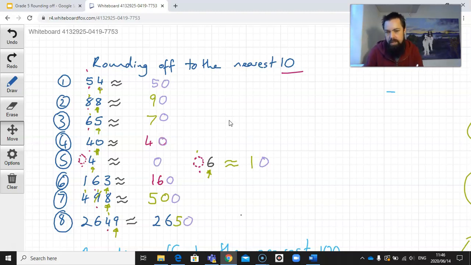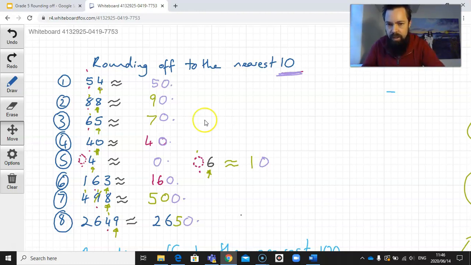Okay, so as I mentioned in the slides at the beginning, what you'll notice is when it rounds off to the nearest 10, the last digit, or everything after the 10's column, will be a 0. And you can see those purple zeros all the way down.